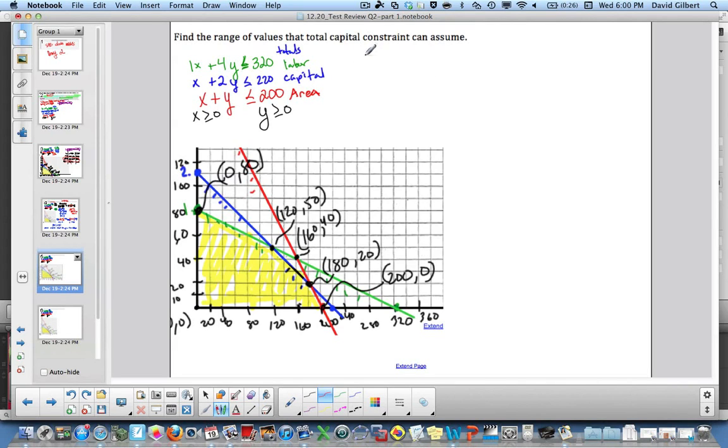Alright, so now we're doing the sensitivity analysis, but it says find the range of values that the total capital, that's one of our constraints, can assume. So what are the range of values that we can have for the total for our capital? Alright, so that's this equation here.